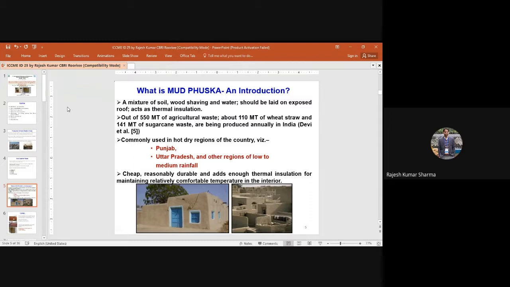In India, about 550 million ton of agricultural waste is generated, out of which 10 million ton is wheat straw and 141 million ton is sugarcane waste. This mud fuska is nowadays, and also from ancient times, used in Punjab, UP, Rajasthan, and in the regions where the climate is hot and dry.